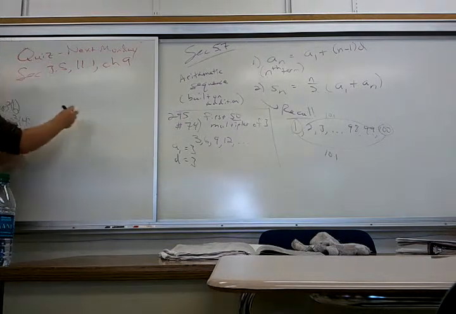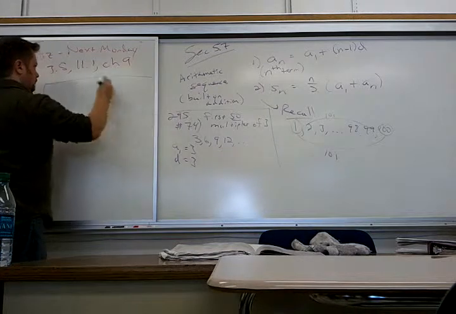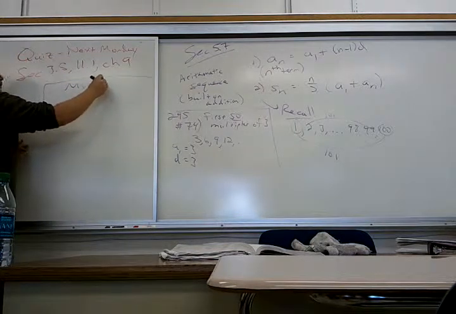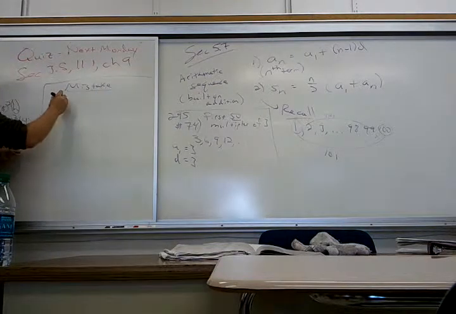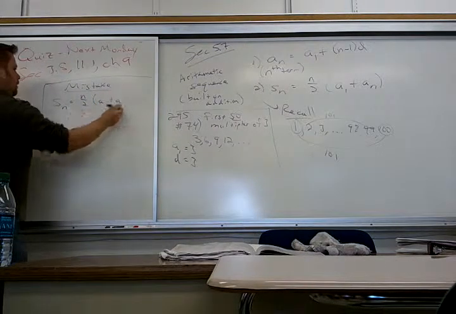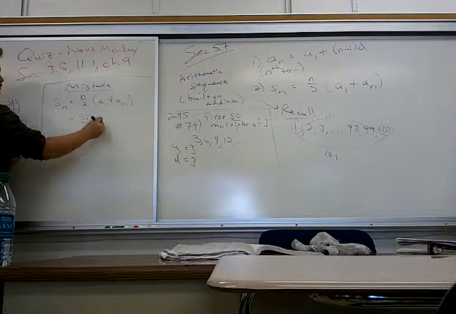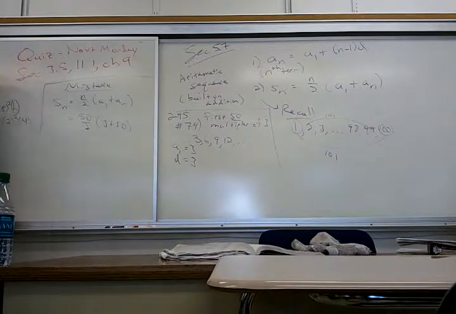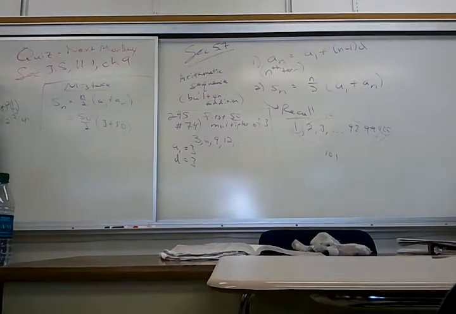So the mistake people make on that problem is they do this: they take the sum formula, which is this guy, and they put in there 50 over 2 times 3 plus 50. That is a mistake. What mistake did somebody make?